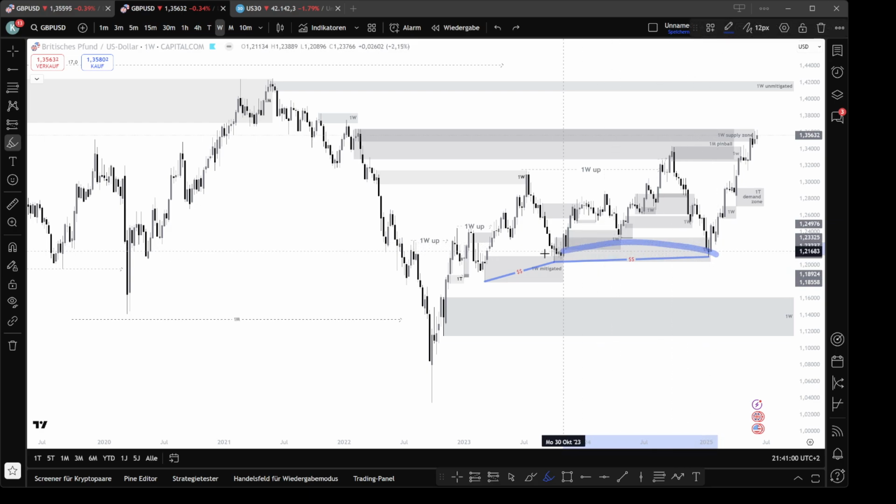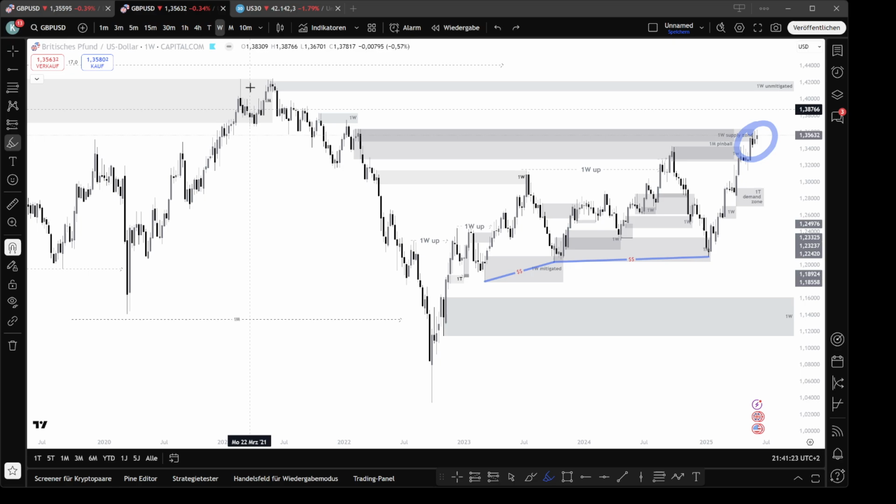It has added more liquidity here. So we're expecting that price should now react from here and go down. Or if this area fails, then we're expecting price to move up to this next area, because this is another weekly supply zone.